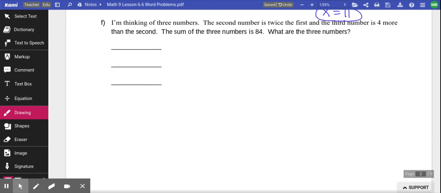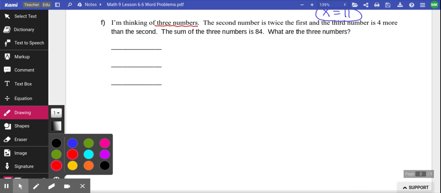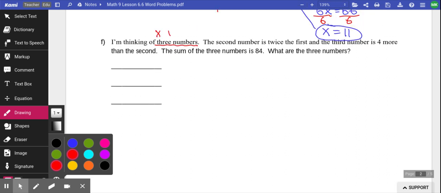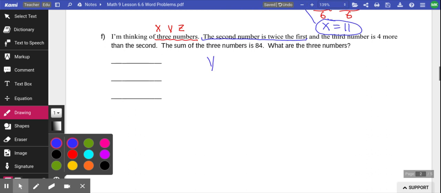All right, F says I'm thinking of three numbers. So now we're going to have three equations because there's three numbers. I'm going to call these numbers X, Y, Z. First part, the second number is twice the first. So if I'm building that slowly, the second number is Y, is means equals, twice is 2 times, and the first number I'm going to call X.